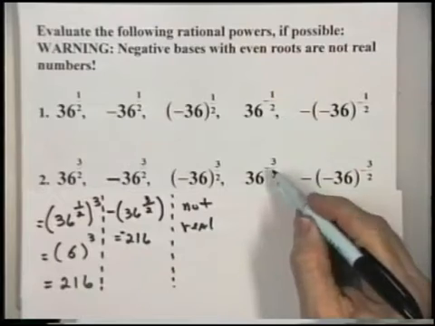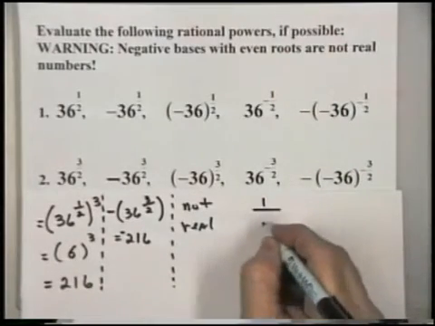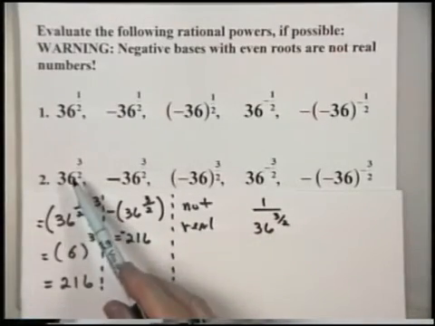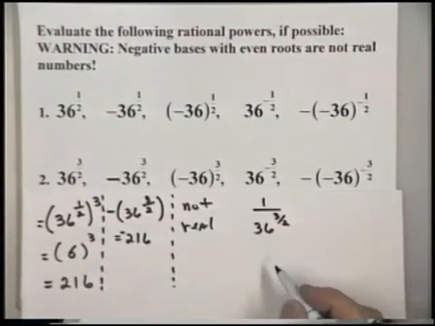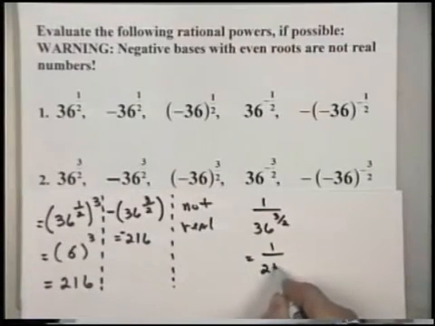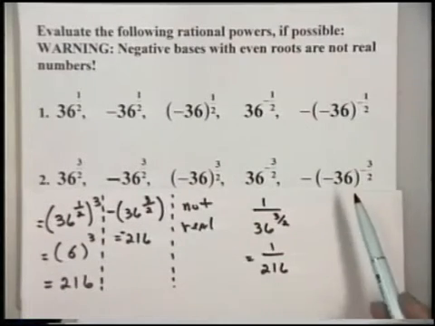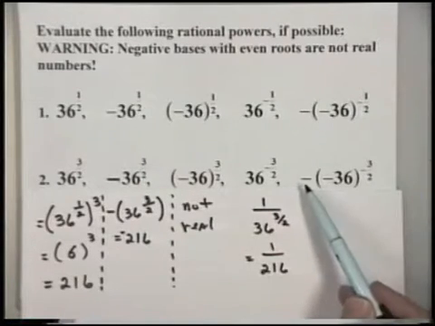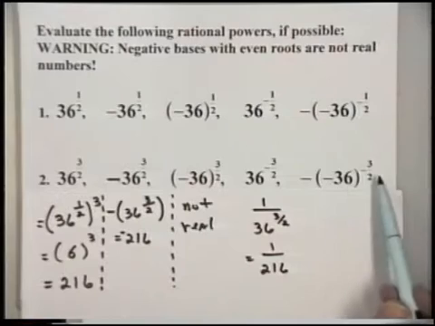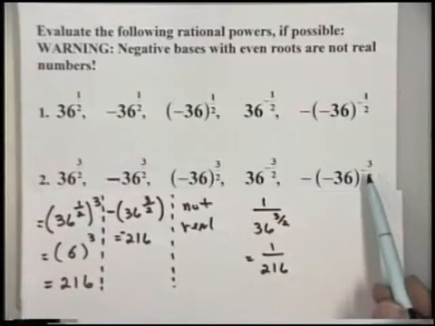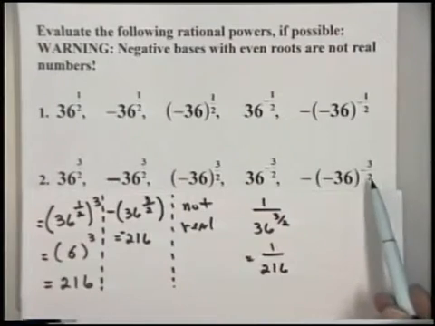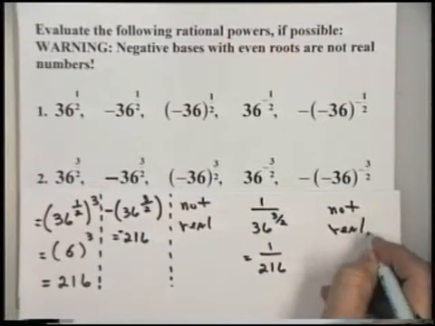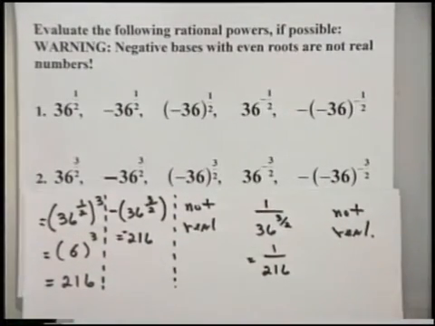The next one, 36 to the negative 3/2 power. Well, again, I got a negative exponent, so I can write that as 1 over 36 to the 3/2. But I know what 36 to the 3/2 is. It's 216, so this must be 1 over 216. And the last one, there's that negative base again. Even though there's a negative out here, that negative base, if I take it in and move it into the denominator, it'll still be a negative base. It'll still have an even root. So this one is also not real.